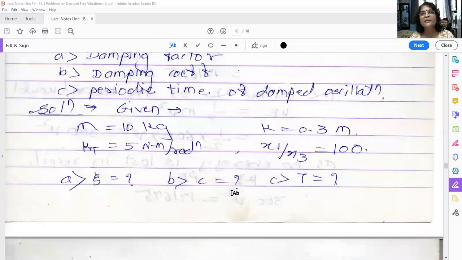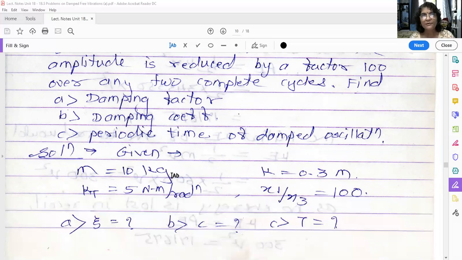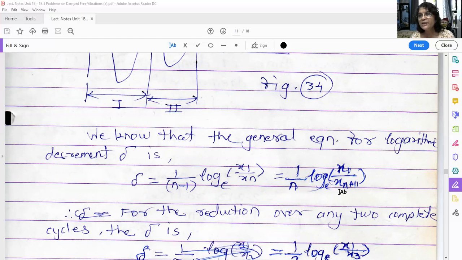Then, what is given? The spring stiffness is given. It's a torsional spring. It's not a helical tension spring or helical compression spring. So it is a torsional spring having spring stiffness 5 Newton meter per radian, which we will call KT. Then a viscous damper is fitted and it is found that the amplitude is reduced by a factor 100 over any 2 complete cycles. This is our formula: delta is equal to 1 upon n into log base e of x1 upon x n plus 1.